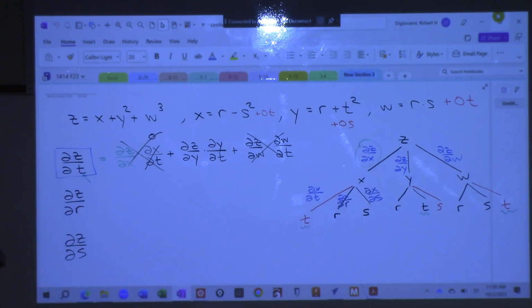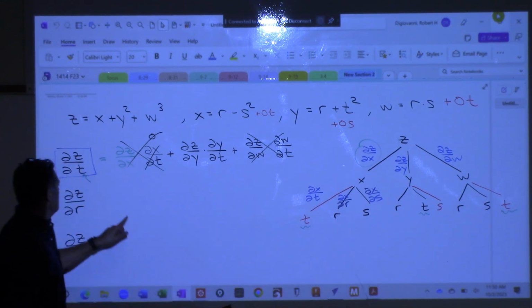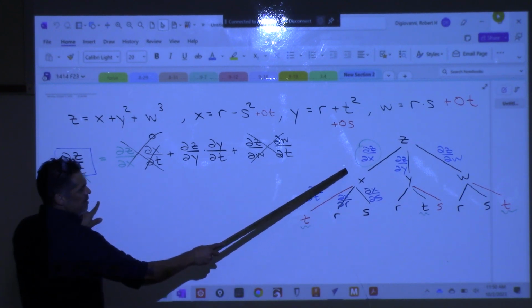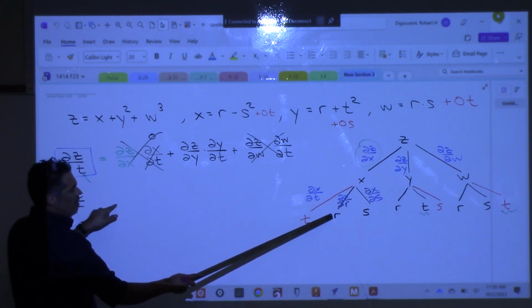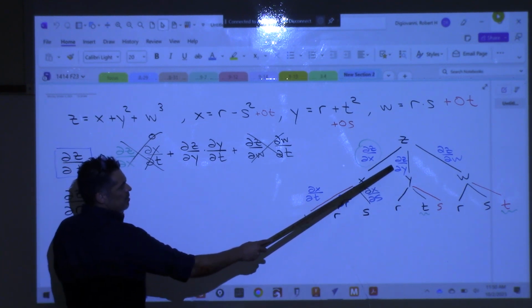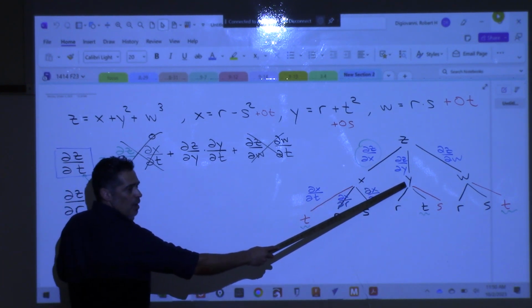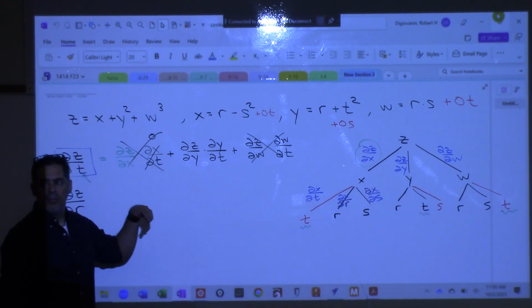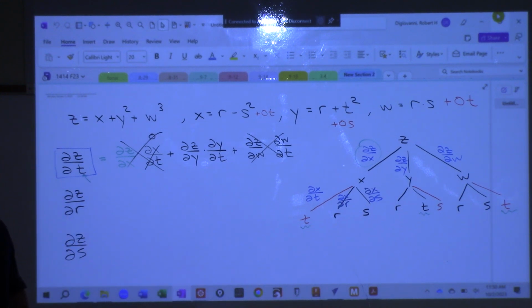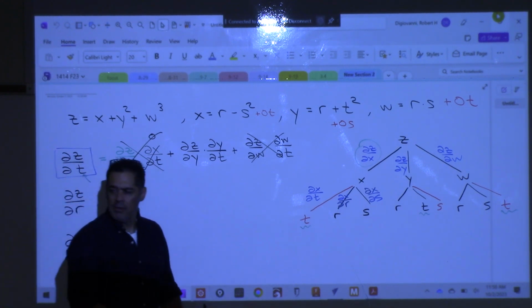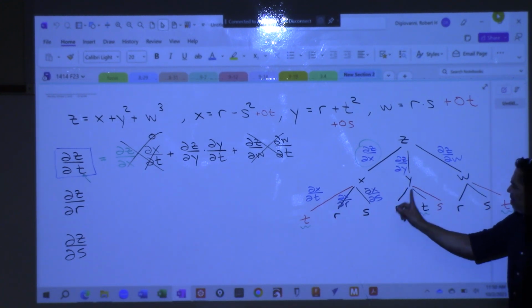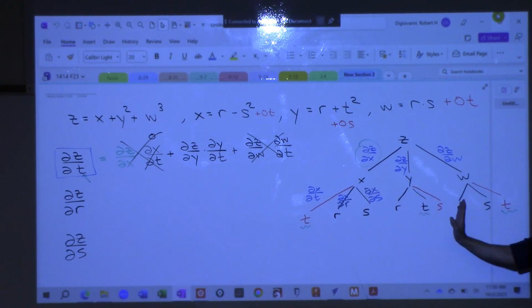Let's just verbally say what this next one would be. What would be the first piece of this one? Partial z with respect to x times partial x with respect to r, plus partial z with respect to y times partial y with respect to r, plus partial z with respect to w times partial w with respect to r. Do any of those become zeros? None of those would become zeros, would they? Because when you go down here, that wouldn't be a 0. Come down here, that would not be a 0. And then down here, that would not be a 0.